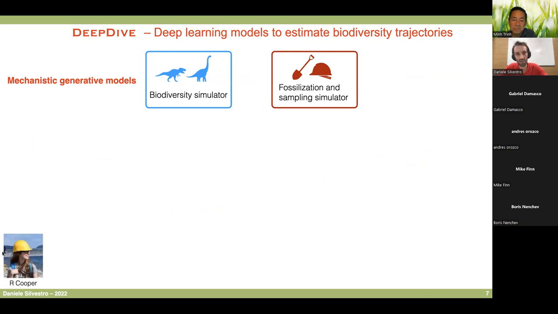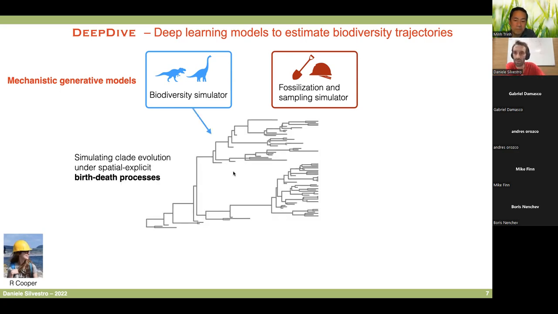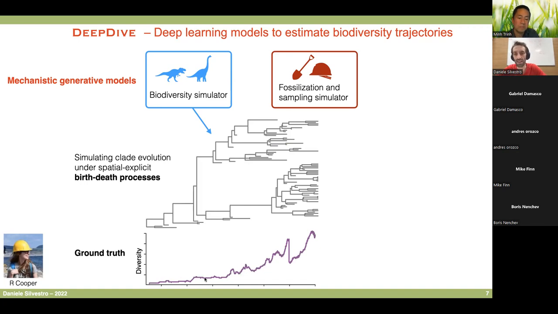we have a component that implements mechanistic generative models, one module of which basically simulates biodiversity based on our understanding of how biodiversity changes over time. And the other module implements mechanistic models of how fossils preserve through time and across space. So we use birth-death stochastic processes to generate biodiversity histories of clades, of groups of organisms, under a spatially explicit context. So we can track where these species live and for how long and when they go extinct. And so from this, we can basically count the number of species through time, and this will be our ground truth. This is basically what we want to estimate at the end.